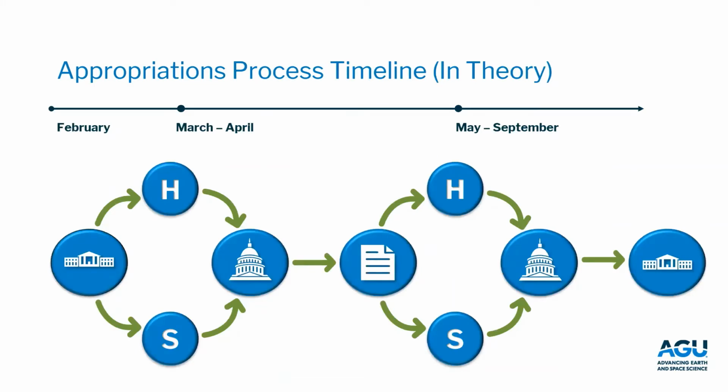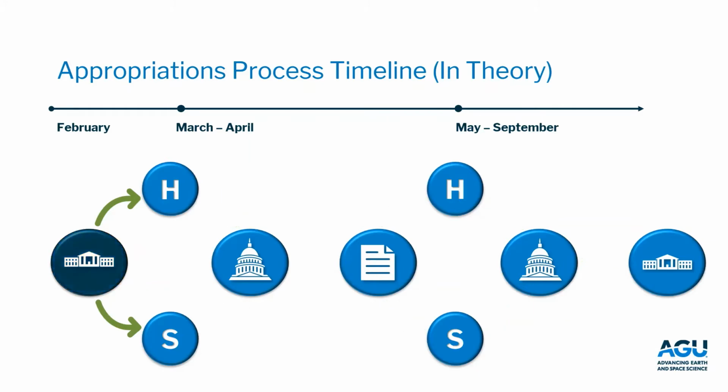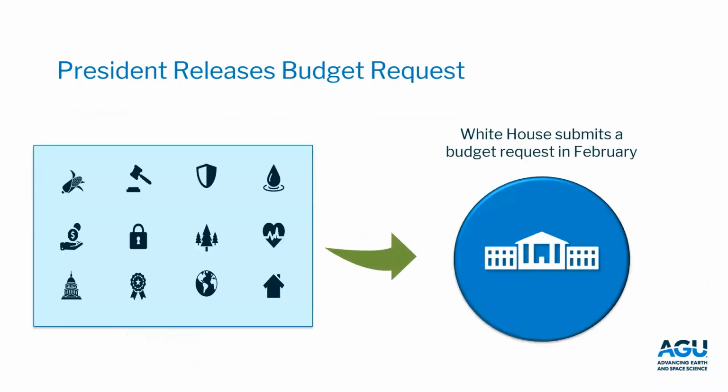This is the appropriations process timeline. We say that this is the timeline in theory because while that is what the timeline is supposed to look like, the White House and Congress seldom meet it. Now, let's look at this process more in depth, starting with the president releasing a budget request.